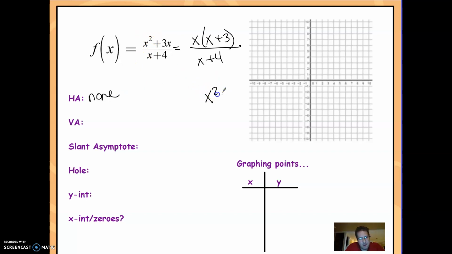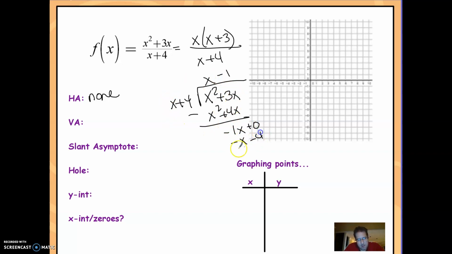So I would divide x squared plus 3x by x plus 4. x times x is x squared, x times 4 is 4x. Subtract. 3 minus 4 makes -1x. So what do I have to multiply this by to make it this? Bring down 0, so that's -1. So that's negative x minus 4. Now I subtract: 0 minus negative 4 is 4 left over. So x minus 1 is our slant asymptote.